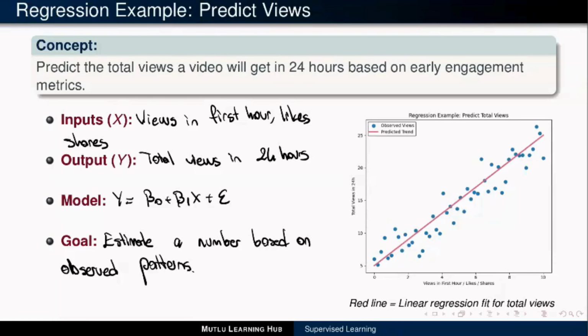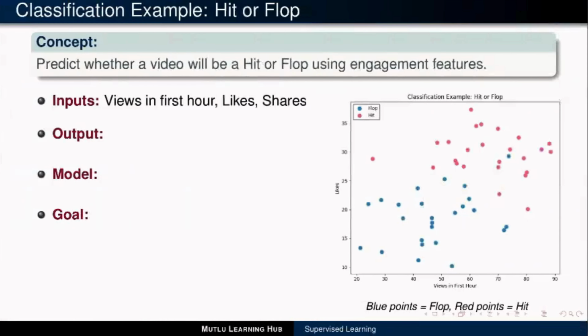Now let's focus on classification. Here we have an example. We want to predict whether a video will be a hit or flop using the engagement metrics. We have similar inputs like views in first hour, likes, and shares. And the output is a video is a hit or flop. Let's look at our plot. Here on the x-axis, I have one feature, views in first hour, and y-axis, I have the likes. And we already have the labels, so our model already knows the labels. It's a hit or flop.